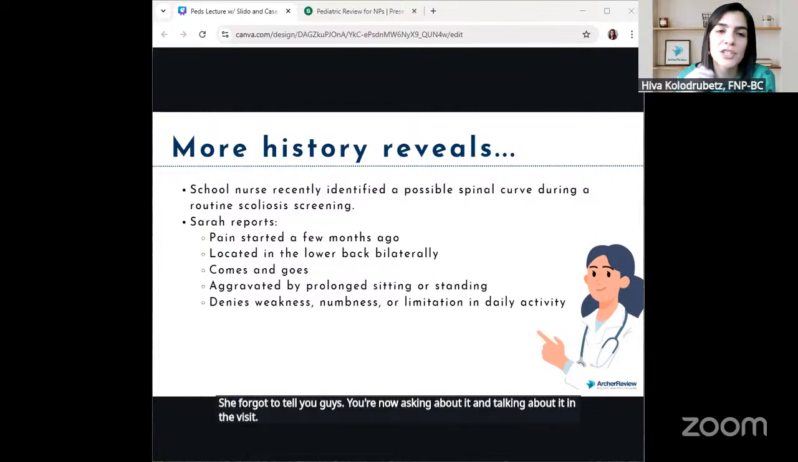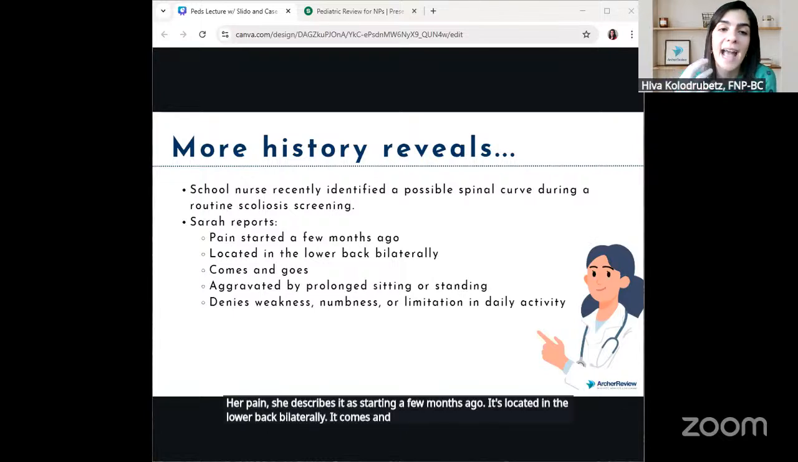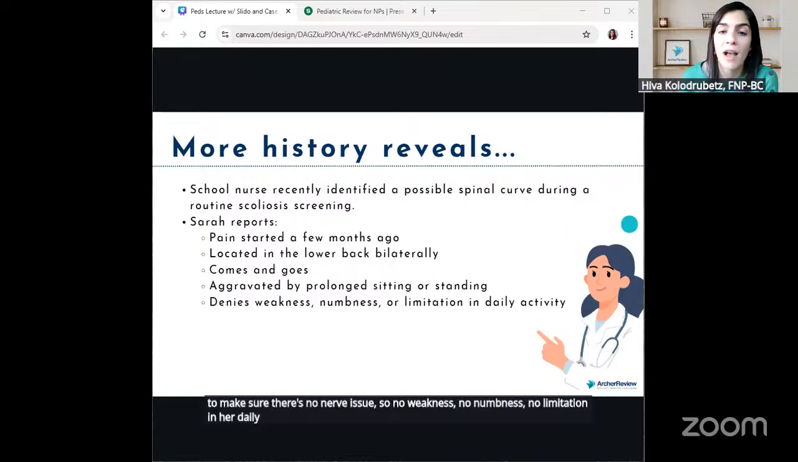Her pain, she describes it as starting a few months ago. It's located in the lower back bilaterally. It comes and goes, so it's intermittent. It's aggravated by prolonged sitting or standing. And then you've done your screening to make sure there's no nerve issue, so no weakness, no numbness, no limitation in her daily activity, no incontinence.